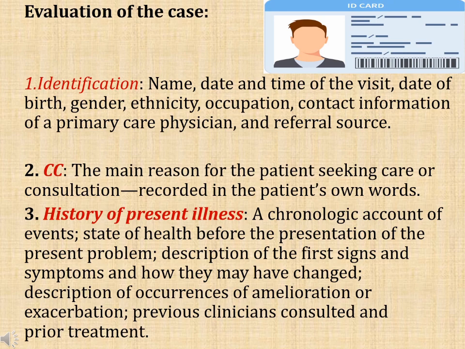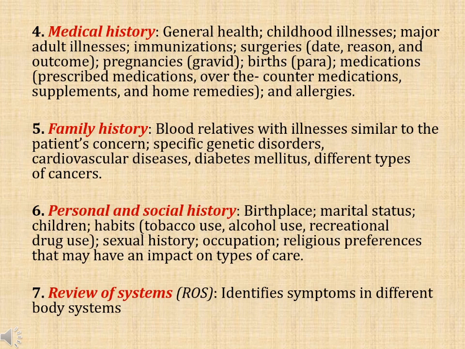3. History of present illness: a chronologic account of events, state of health before the presentation of the present problem, description of the first signs and symptoms, and how they may have changed, description of occurrences of amelioration or exacerbation, previous clinicians consulted and prior treatment. 4. Medical history: general health, childhood illnesses, major adult illnesses, immunizations, surgeries (date, reason, and outcome), pregnancies, gravid births, medications, prescribed medications, over-the-counter medications, supplements, and home remedies, and allergies.